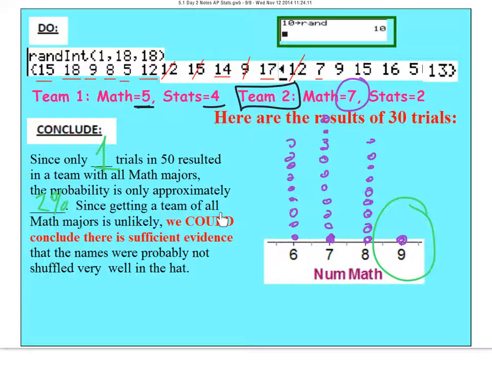Since getting a team of all math majors is unlikely, we could conclude there is sufficient evidence that the names were probably not shuffled very well in the hat. Notice the use of the word could. We're not saying we definitely will or we exactly will. We're kind of being a little wishy-washy in this, and that is totally fine.